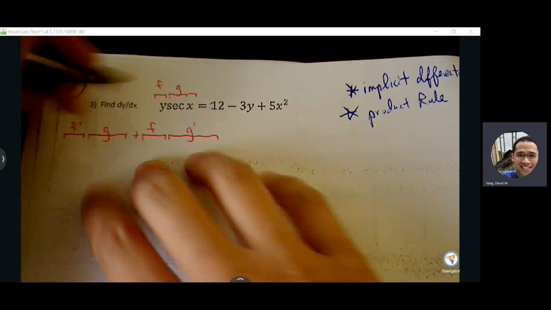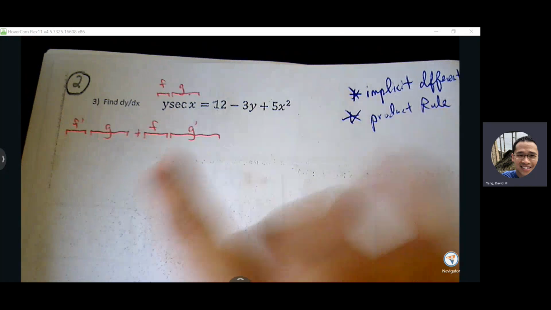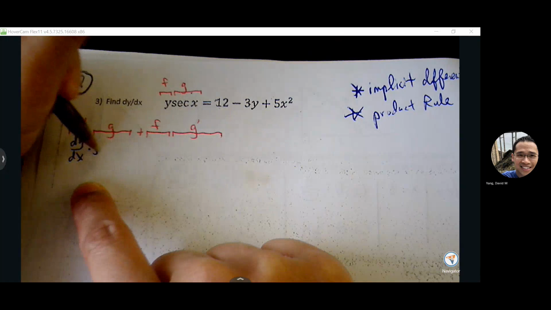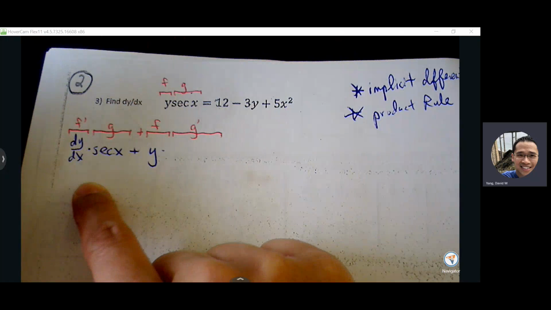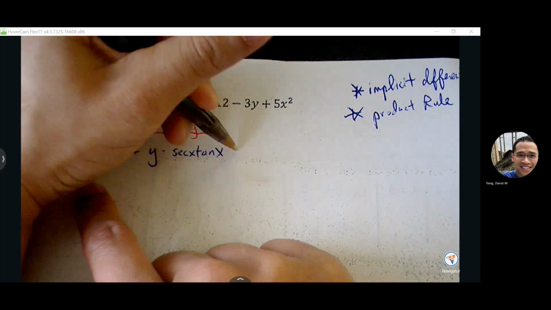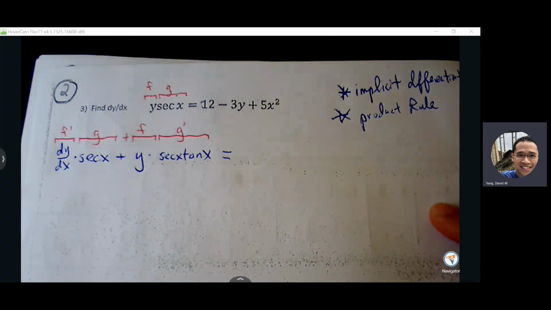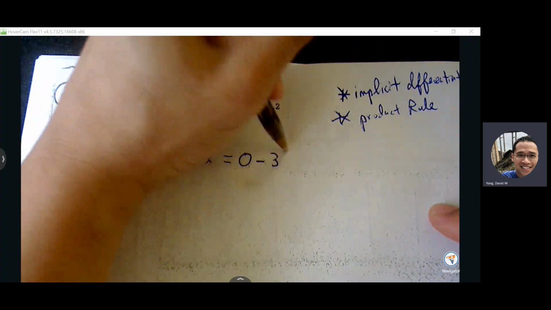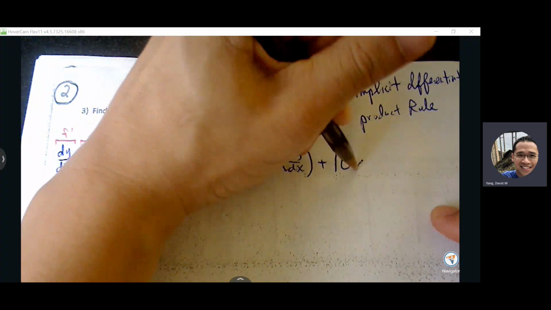Okay, f prime g plus f g prime. y's derivative is 1, but we need to attach dy dx since we're collecting dy dx here. Okay, g prime secant becomes secant tangent. 12 is the constant, so 12 goes away to 0. 3y becomes 3 dy dx. And 10x squared becomes 10x.